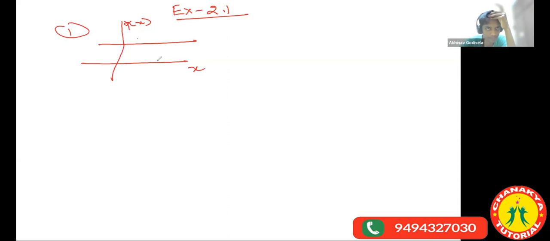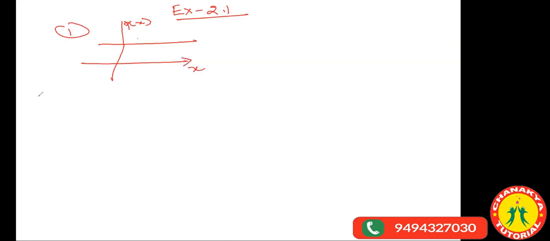Exercise 2.1, question number 1. The graph is like this. Just tell me how many zeros are there. Sudhamshu? Ma'am, 2 zeros. Sorry, no zeros. Is it intersecting at any point on the x-axis, beta? No, ma'am. So therefore, no zeros. This graph contains no zeros. Clear?